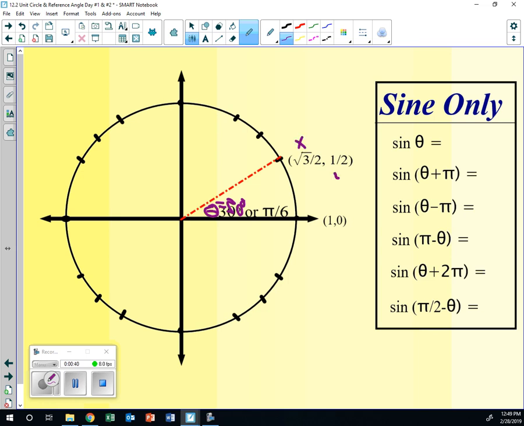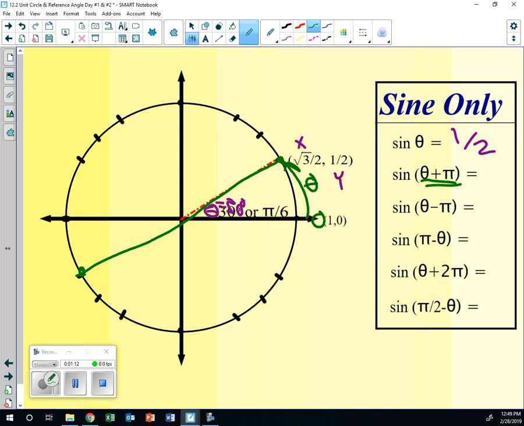Now, which is the sine, x or y? The y. So would you write 1/2? Now the dance we're going to do is start at this 0, and move up theta. And we'll end up at this coordinate, square root of 3 over 2, 1/2. Now it's telling you to do the same theta and then add pi. The pi is exactly halfway, so it's like going straight through the center.